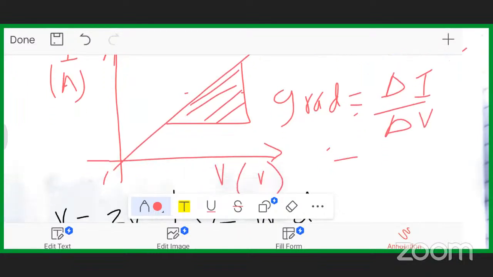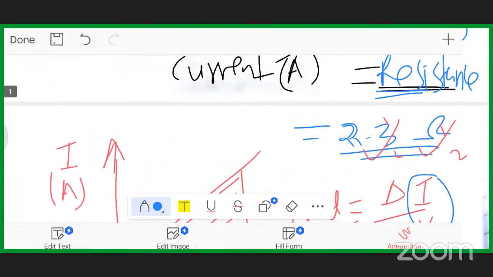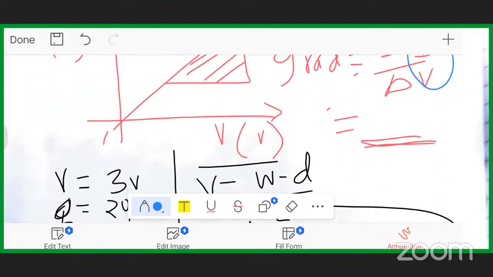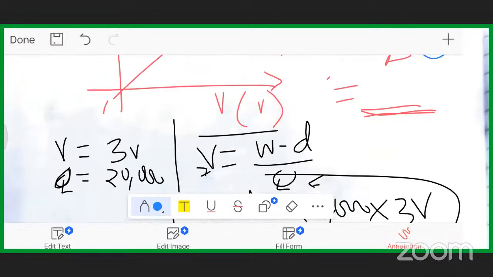Please be consistent. It has to be always change in Y first, being whatever is in the Y, so change in I over change in V. You'll get a value, of course. But if you check the quantity we expect to get here, it is the reciprocal of whatever we have here. So the answer will be the reciprocal of resistance.